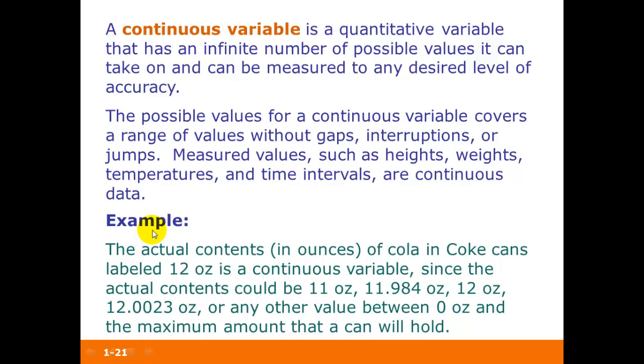For example, the actual contents of cola in Coke cans, which are labeled 12 ounces, this would be a continuous variable because the actual contents could be 11 ounces, 11.984 ounces, 12 ounces, 12.0023 ounces, or any other value between 0 ounces and the maximum amount that we could get into a can. So if we could measure the actual contents of each Coke can, there could be any possible number of values for that between 0 and however much a can will actually hold.